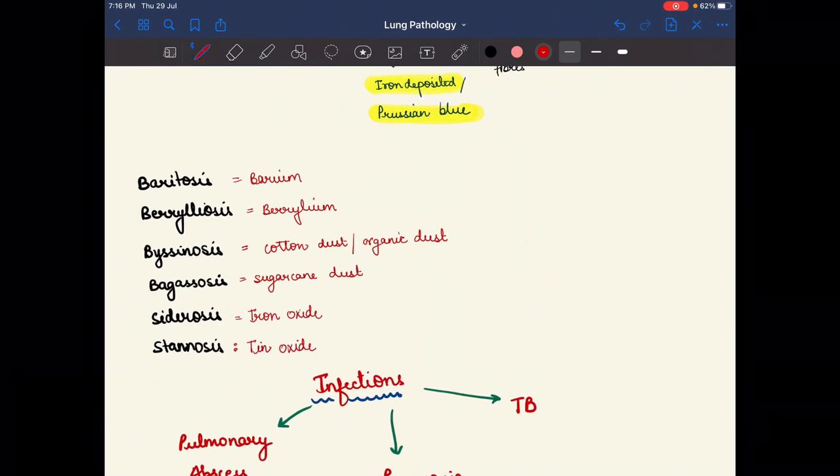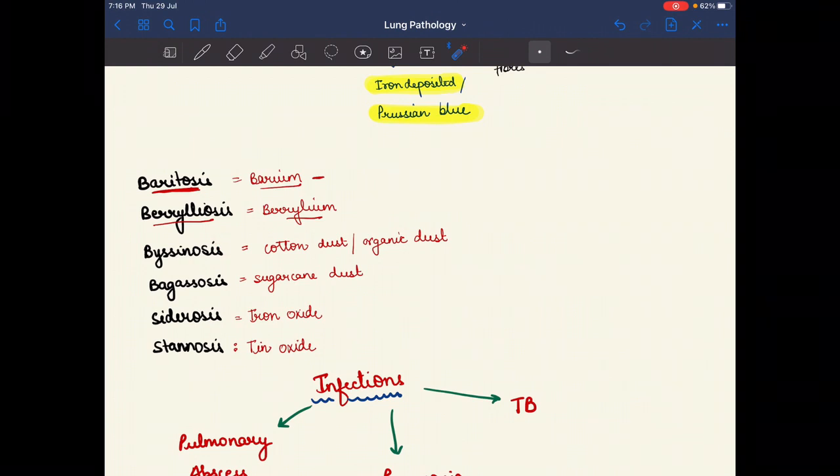After this, we have some pneumoconiosis. If it is due to barytosis, then it means that there is deposition of barium. Berylliosis means beryllium, and barytosis means barium. Please remember this. Do not confuse between them.